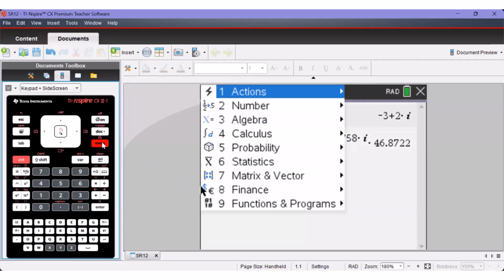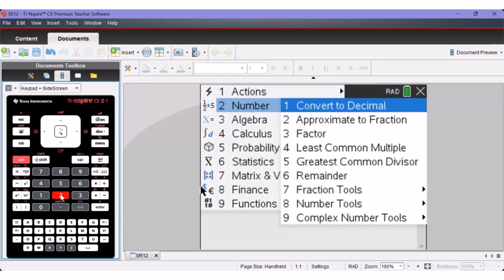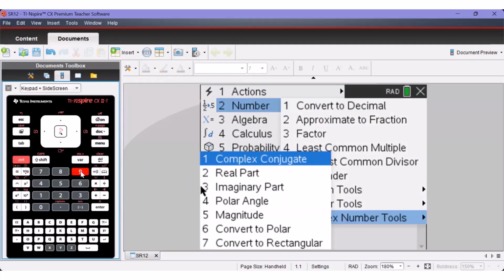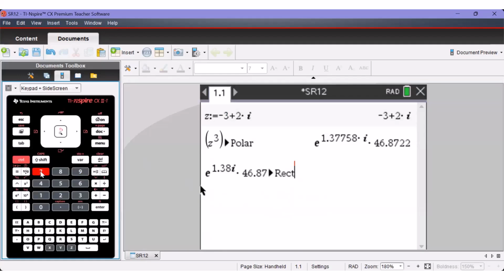Then we want to select number by pressing 2. We want to select complex number tools by pressing 9. And this time, to convert to Cartesian form, we're going to convert to rectangular form. So we're going to choose convert to rectangular by pressing 7. So that looks good. Press enter.